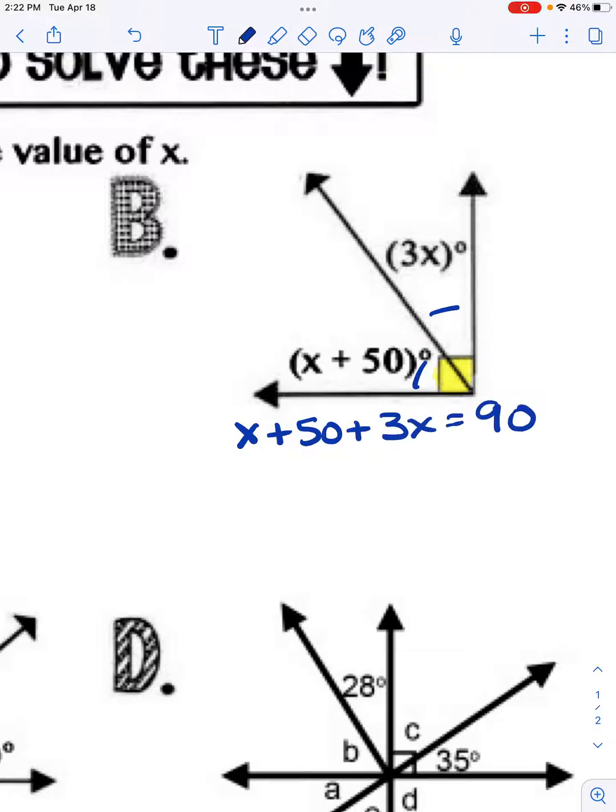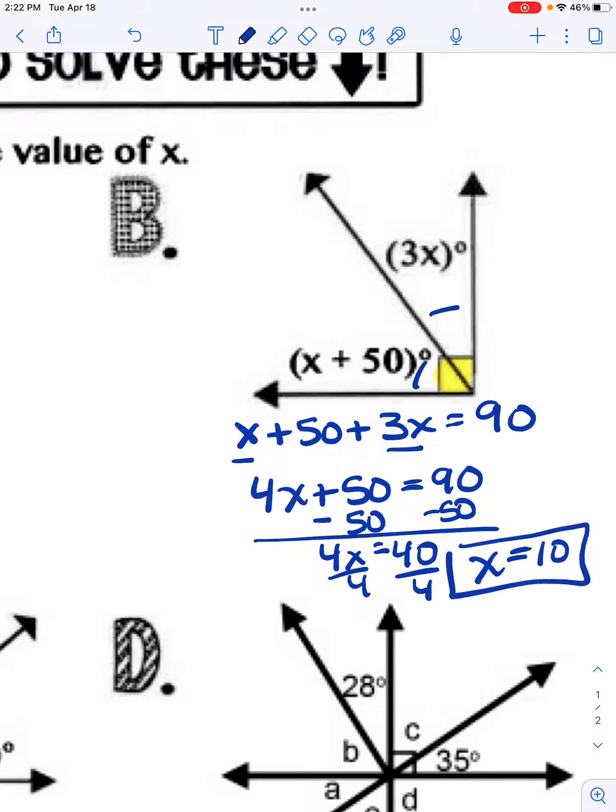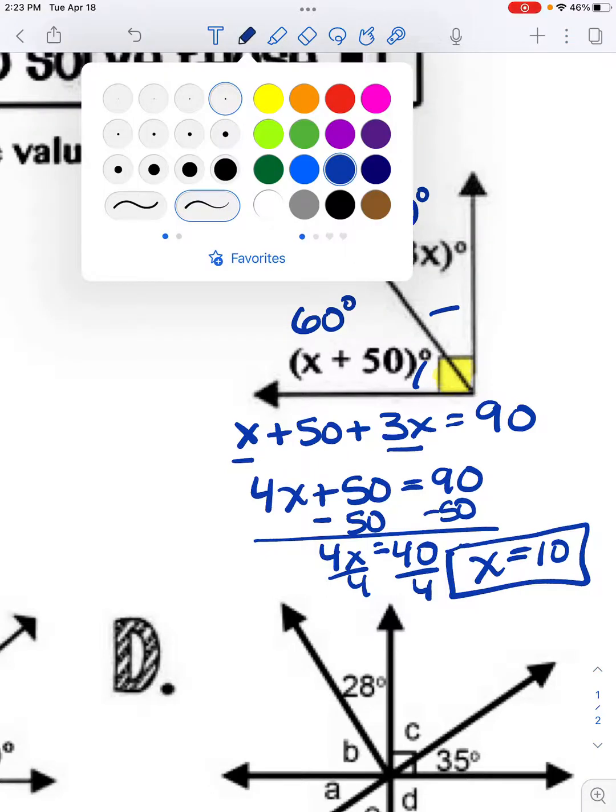We learned that when we solve equations, we can combine like terms that are on the same side of the equation. So x plus 3x is 4x. And then we're going to subtract 50 from both sides, then divide by 4. Those are my steps to solving two-step equations. So 4x equals 40, divide both sides by 4, x is 10. If I wanted to check that, I could replace the x's with 10 up here, and 10 plus 50 is 60, and 3 times 10 is 30, and they should have a sum of 90, which they do, so pretty sure that one is right.